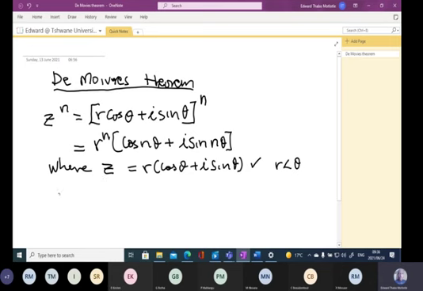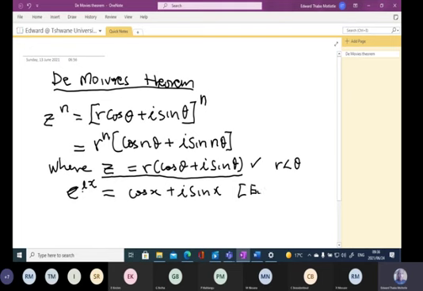And another thing that we'll use later, which I can just indicate now: this z is actually influenced by what we call Euler's formula. So Euler's formula is e to the power ix is equal to cos x plus i sine x. I'll just indicate that this is Euler's formula, from one of the most decorated mathematicians.